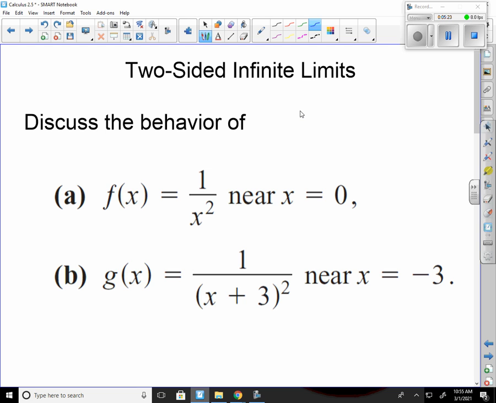Now, there is such a thing as a two-sided infinite limit. If we look at the behavior of 1 over x squared near x equals 0, then we're going to see an example where a two-sided limit occurs.